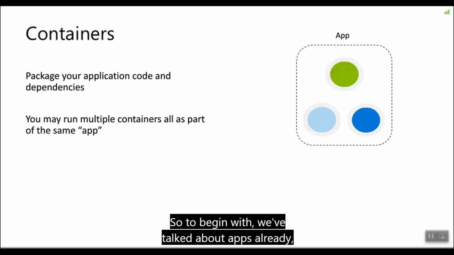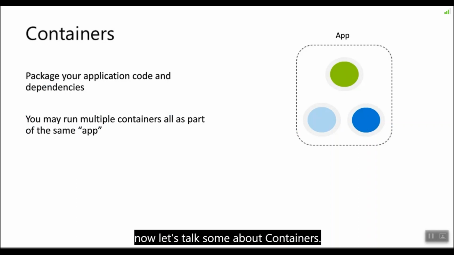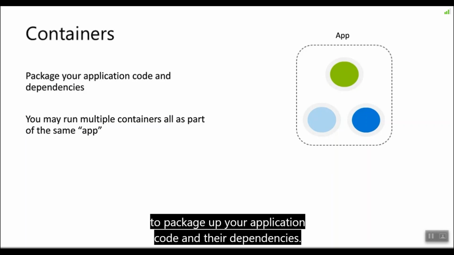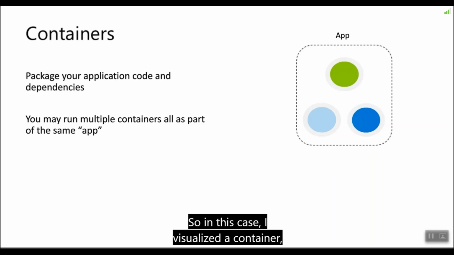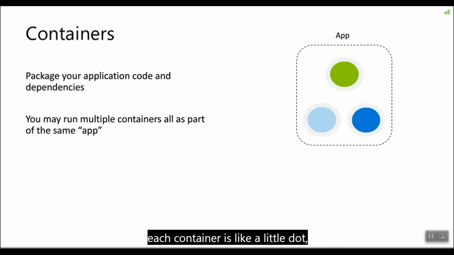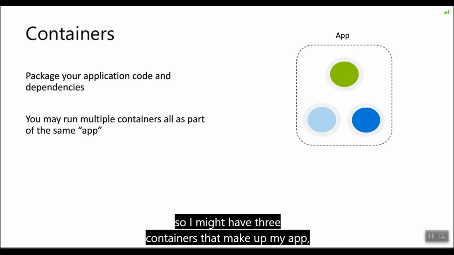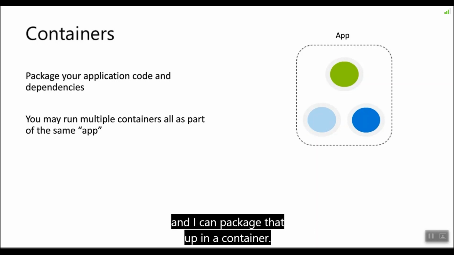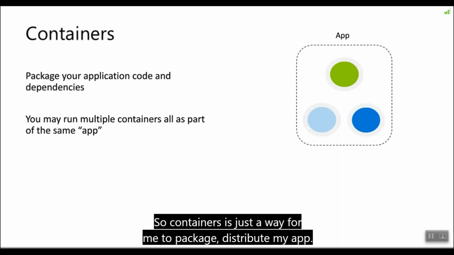So to begin with, we've talked about apps already. Now let's talk some about containers. I'll show you this in a second, but containers are just an industry standard way to package up your application code and their dependencies. So in this case, I visualized a container. Each container is like a little dot. So I might have 3 containers that make up my app. Maybe one container is running the front end, one container is running some database logic, and so forth. I can take those application pieces and I can package them up in a container. Okay, so containers is just a way for me to package, distribute my app.